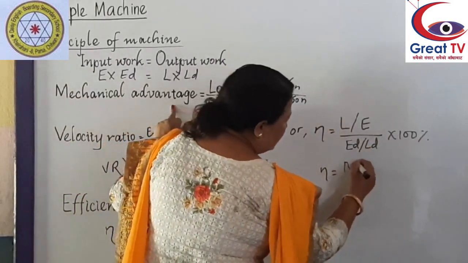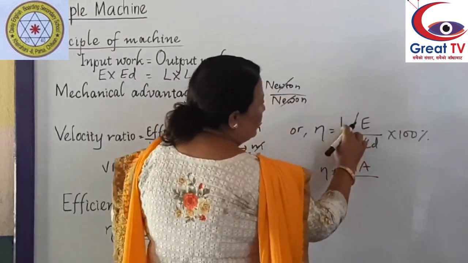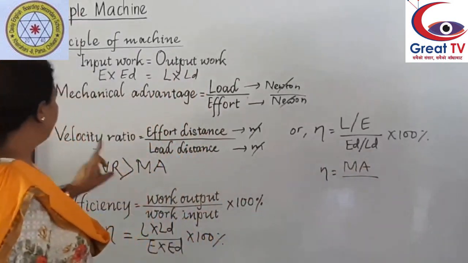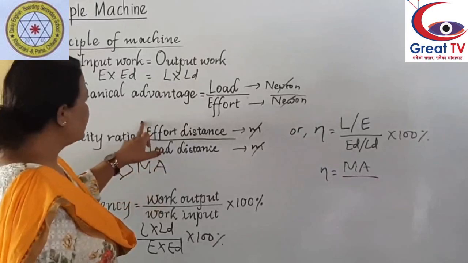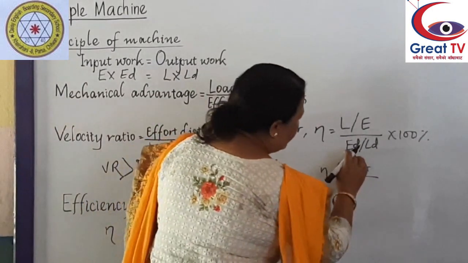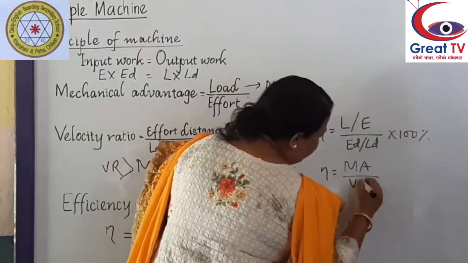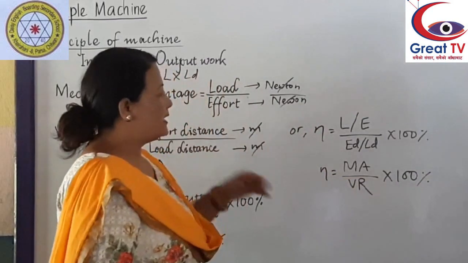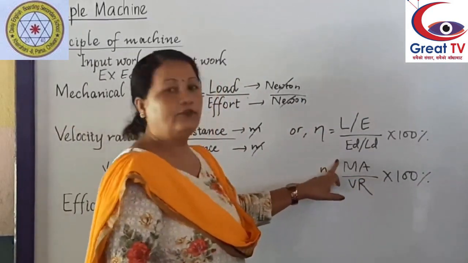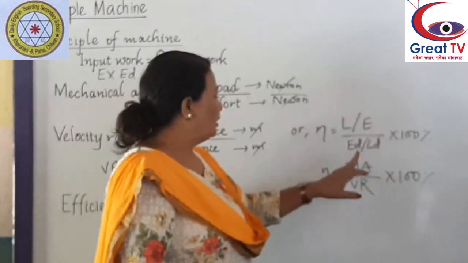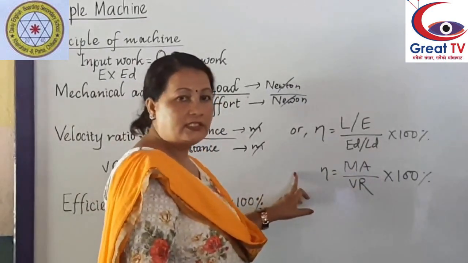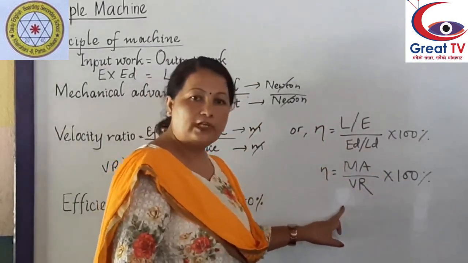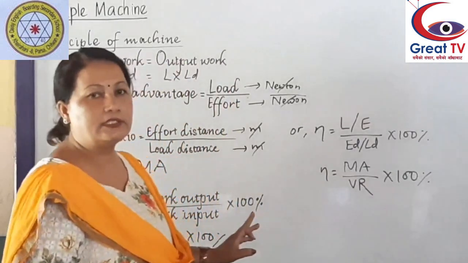Now load by effort means mechanical advantage, so we can write mechanical advantage in place of load by effort. Effort distance by load distance is velocity ratio, so in place of effort distance by load distance, we can write velocity ratio. So efficiency is the ratio of mechanical advantage to velocity ratio in a machine, as a percentage.